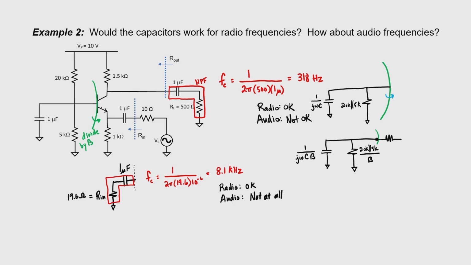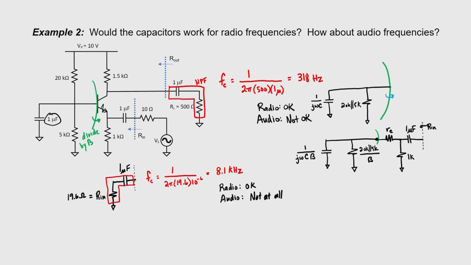If we continue here on our emitter side, we have little r sub e, a 1 kiloohm resistor that was used for biasing purposes, and then we have a 1 microfarad capacitor. This gives me my input impedance. My goal here is to see whether or not this capacitor attached to the base would somehow limit the operation of this amplifier at high frequencies.